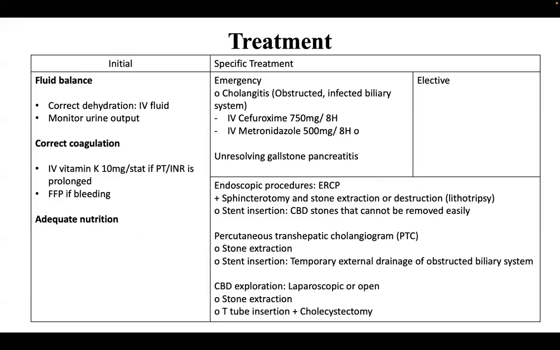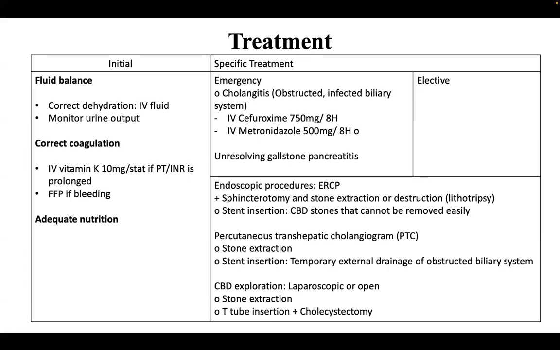This is a treatment table that is given by Dr. Banagala. I just included it here because it's a little easier to understand. Initially, when you're treating, you have to do fluid balance. So correct dehydration with IV fluids. Monitor urine output, and monitoring needs to be done as well. Then if there are any coagulopathies, you need to correct them. I will discuss this further. And adequate nutrition also needs to be given.